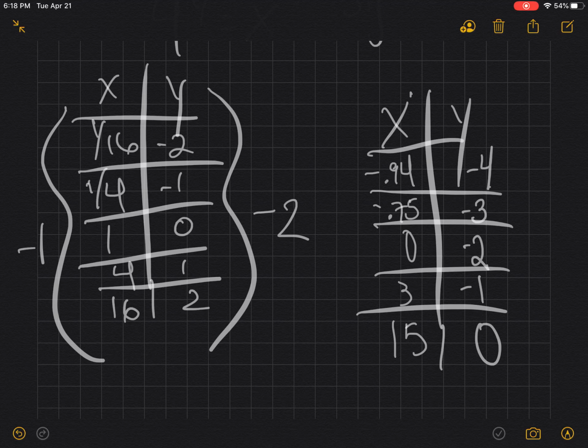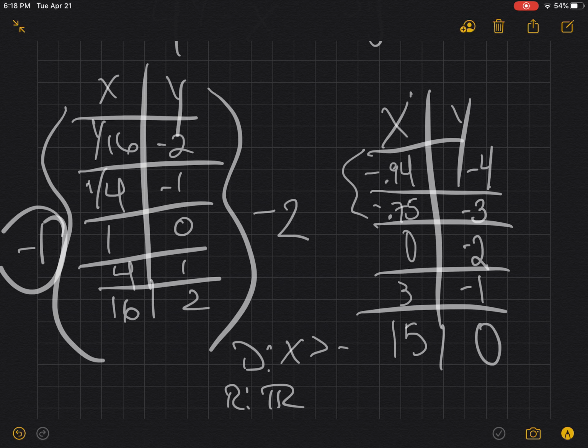So our range is still going to be all real numbers. So always for range, it's going to be all real numbers. Our domain, however, is not greater than 0. If you look at these numbers here, they're less than 0. So for your domain, you always want to do greater than whatever the shift was, so greater than negative 1. So x is greater than negative 1.